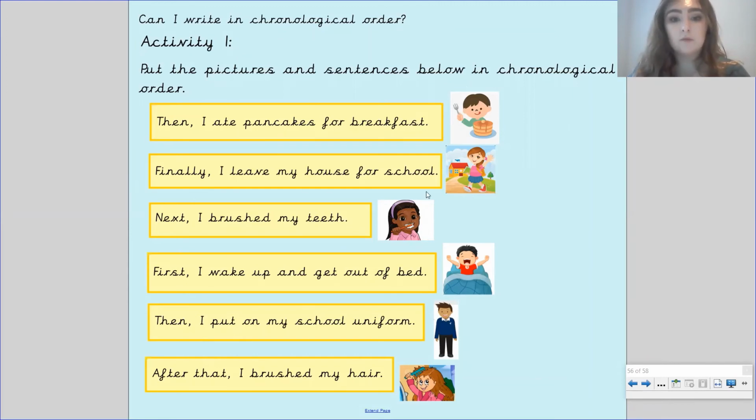Finally, I leave my house for school. Next, I brushed my teeth. First, I wake up and get out of bed. Then I put on my school uniform. After that, I brushed my hair. And you need to put these in chronological order using your knowledge of fronted adverbials and fronted time adverbials and what they mean, and your knowledge of getting ready for school. So if this is the activity that you are going to complete, please pause the video here to complete it.